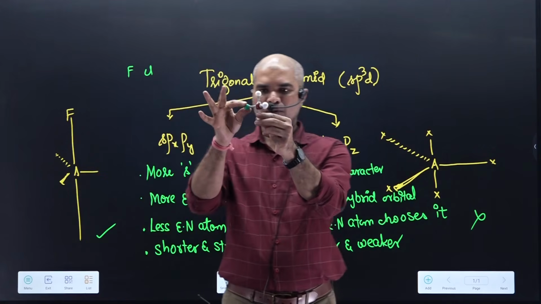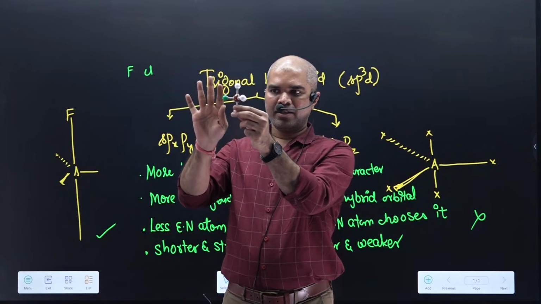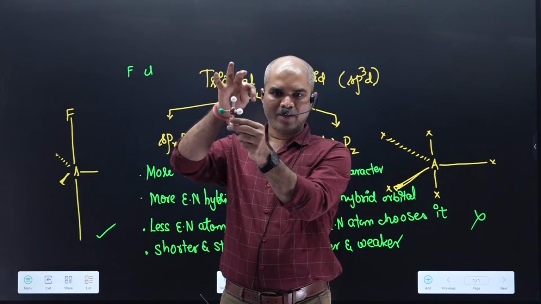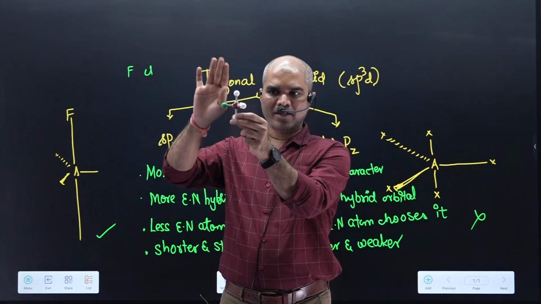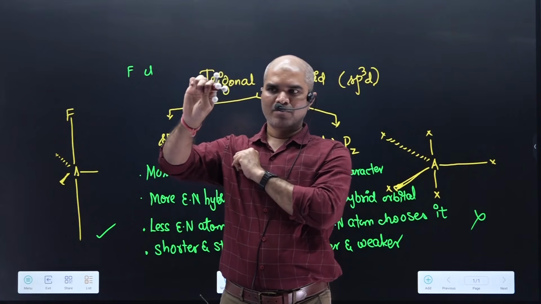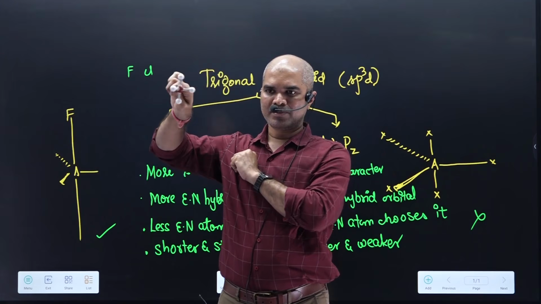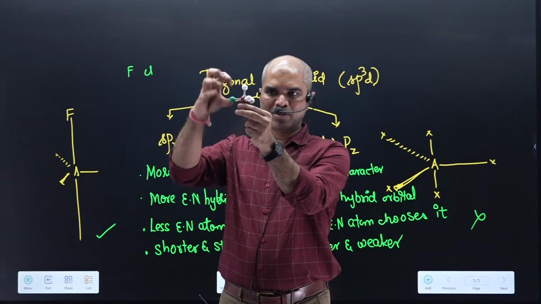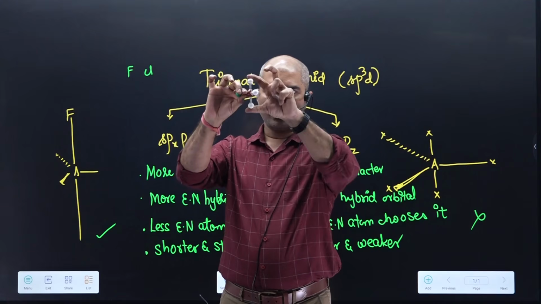In TBP, if I put one lone pair, imagine green is a lone pair. What is the electronic geometry? TBP. Molecular geometry, it means the lone pair you have to discard. Molecular geometry is a seesaw. This is called a disphenoidal or seesaw. This is a lone pair which occupies more space. It will push these bonds.